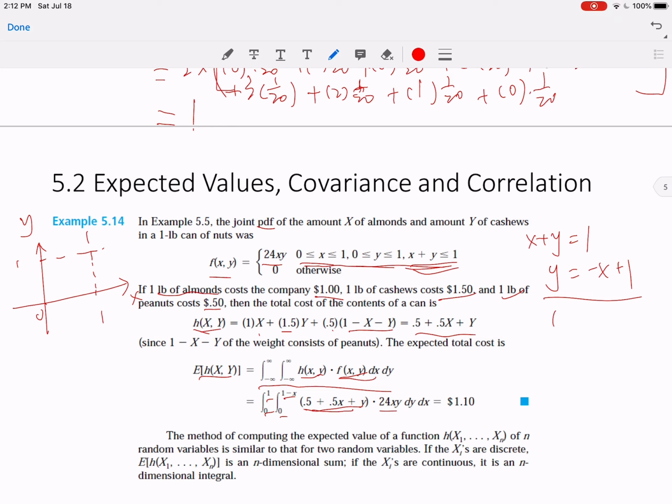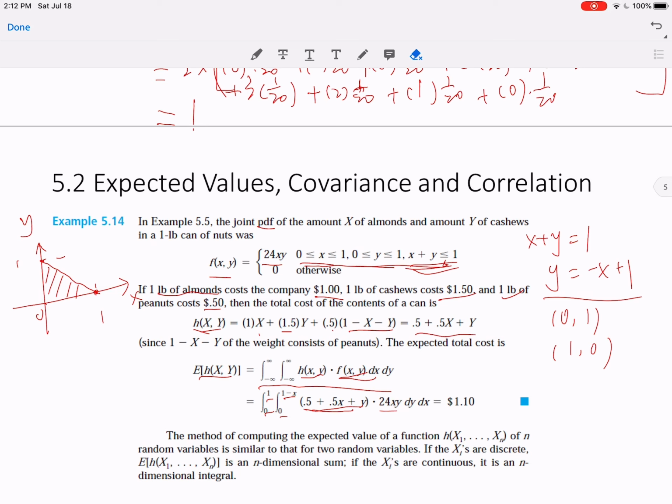In this case, if x is 0, y is going to be equal to 1. When x is 1, y is 0. So we have 0, 1 here, and 1, 0 here, and then we draw a straight line. Since we have a less than or equal to sign here, we need to shade it down, right? So this shaded part would be the region.